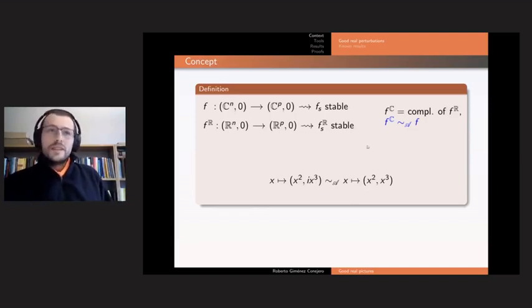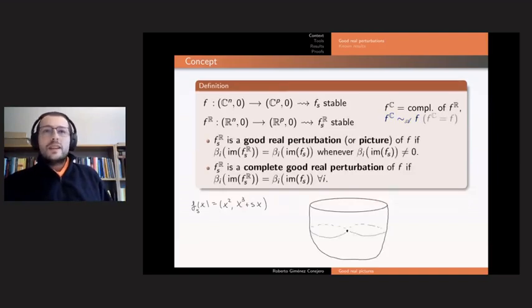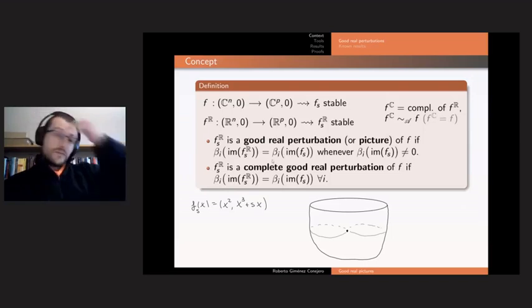We are going to say that this real perturbation is a good real perturbation, or good real picture, if the Betti numbers of the real image and the Betti numbers of the complex image coincide whenever the complex ones are not 0. So if the complex Betti number is not 0, the real and the complex Betti numbers are going to be the same. And we say that it is a complete good real perturbation if they are always the same, whether this is 0 or not.